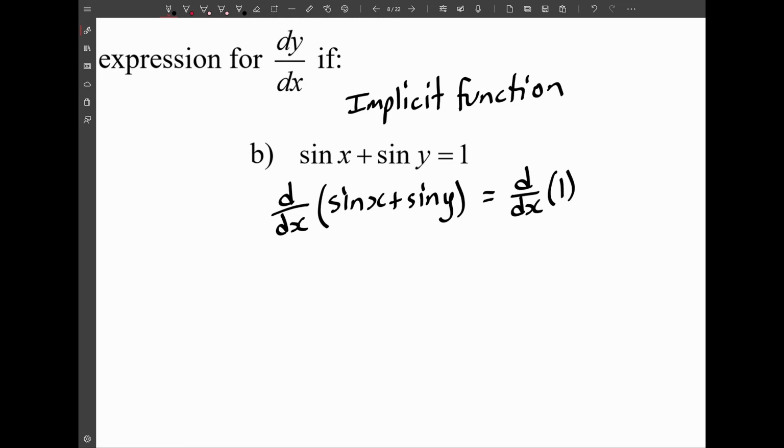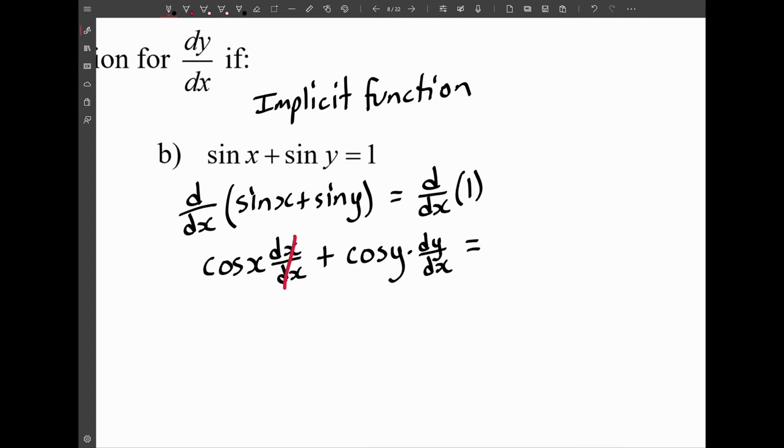So when I take my derivatives, this one's not too bad. The derivative of sine x is just cosine of x, and it's a derivative of x, so the interior there is dx dx, which we can cancel, right? But the derivative of sine y is cosine y, and the interior function there is dy dx, which we can't cancel. We've got to keep that. And the derivative d dx of 1 is obviously just 0.